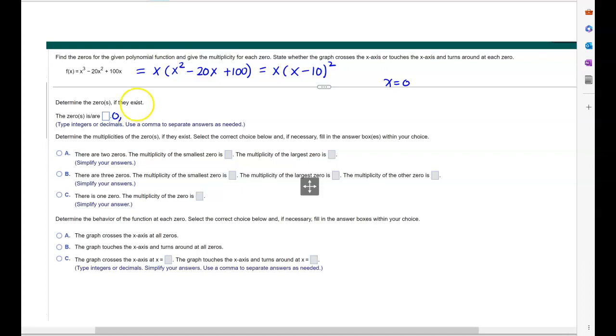What else? And then the 0 for this factor here. That means you would equate x minus 10, just the base, to 0. You solve for x, so x equals 10. So the other one is 10. So these are the zeros. Now let's determine the multiplicity.